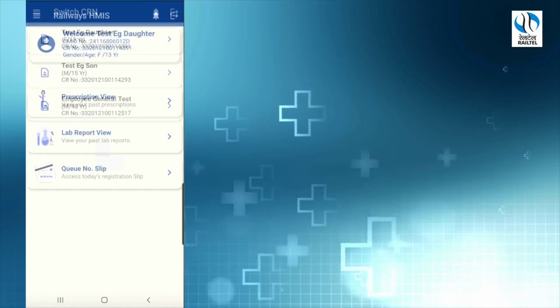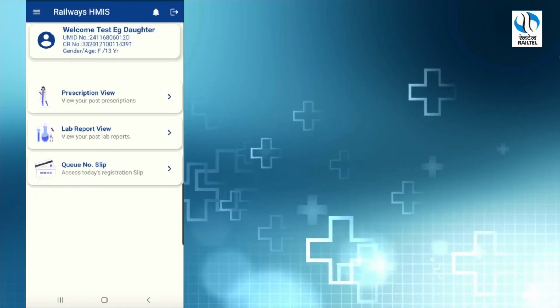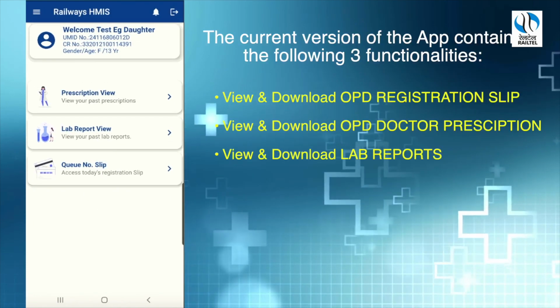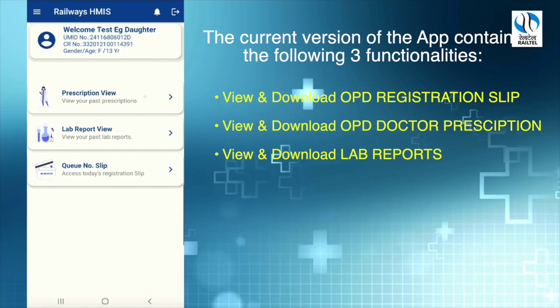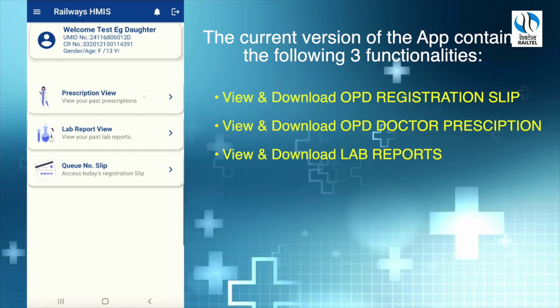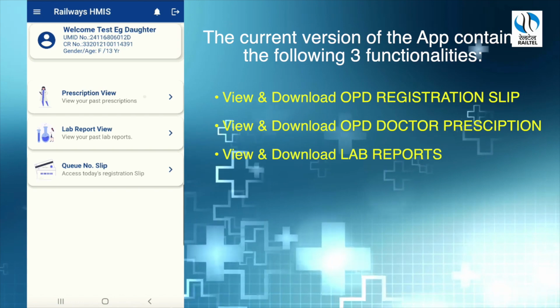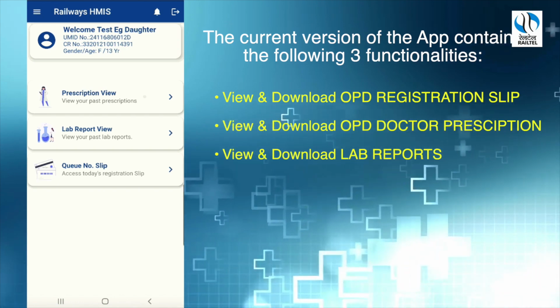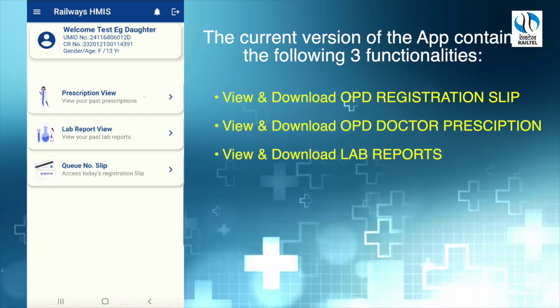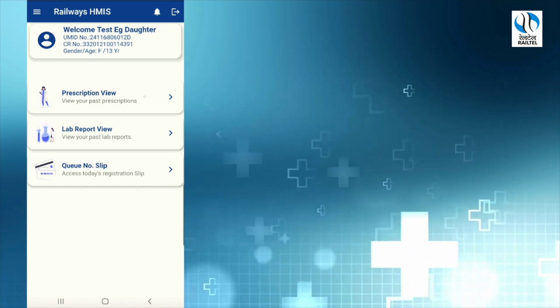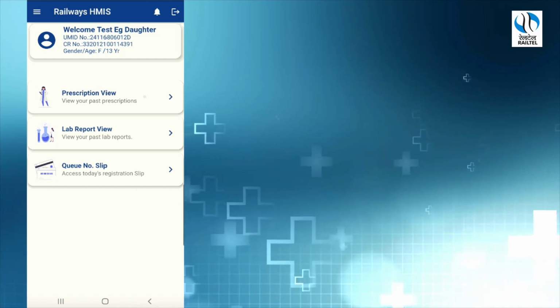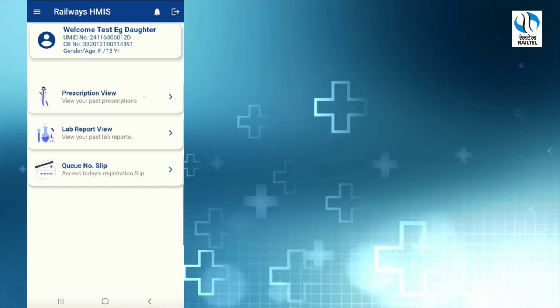First, the current version of the app contains the following 3 functionalities. 1. View and download OPD registration slip. Second, view and download OPD doctor prescription. Third, view and download lab reports. Please note that the additional features are going to be released gradually in phases. Now, the second part is explained in the form of following 4 simple functionalities.